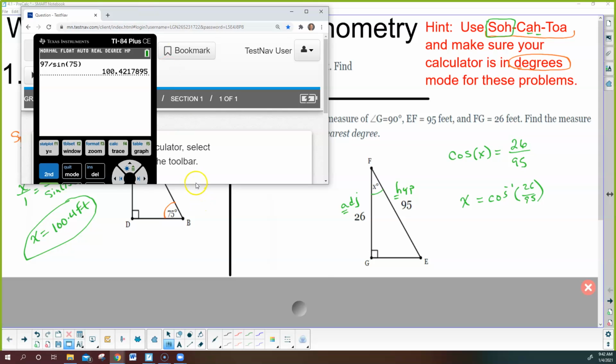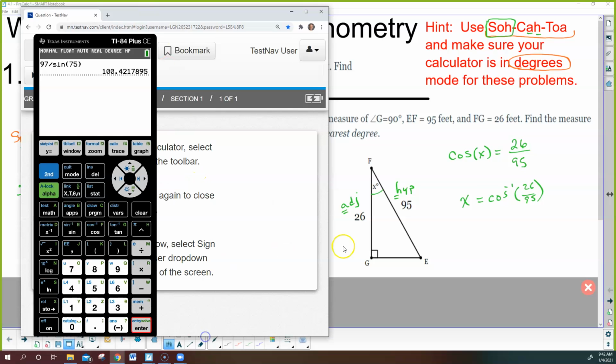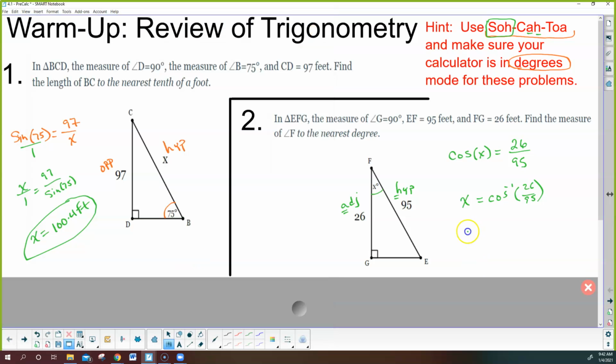So what I'll do then is just start, and we want cosine inverse. That's that little -1, and that's the second cosine. And then you just type in the ratio 26/95. Hit enter, and then that will give us, and they say round to the nearest degree. So the 1 would basically round this up to 74 exactly. So the measure of angle X is 74, and then we should put the degree symbol because we know it's in degrees.